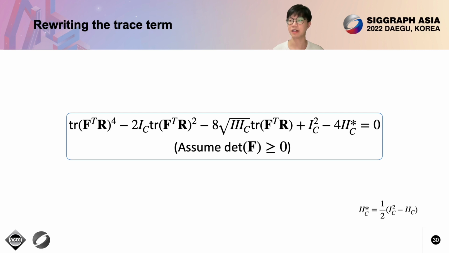The trace term becomes one root of the Cauchy equation in terms of the three invariants. One way to analytically solve the Cauchy polynomial is the famous Ferrari solution.